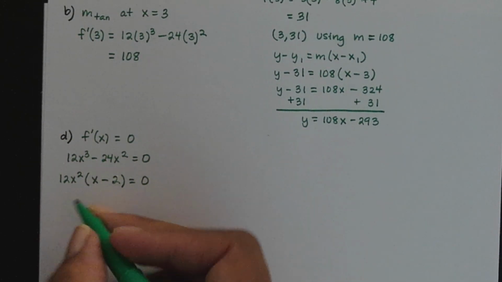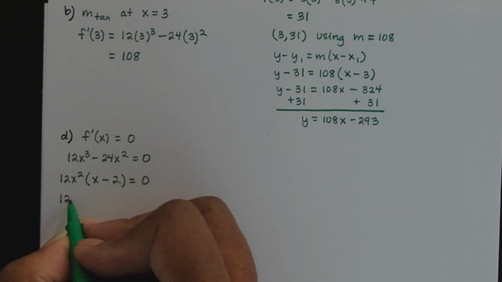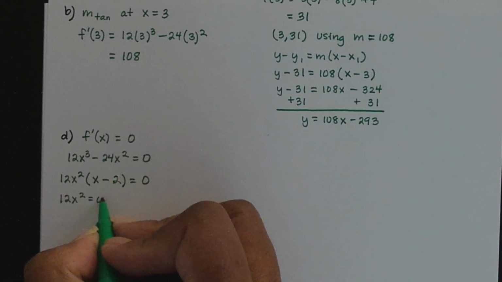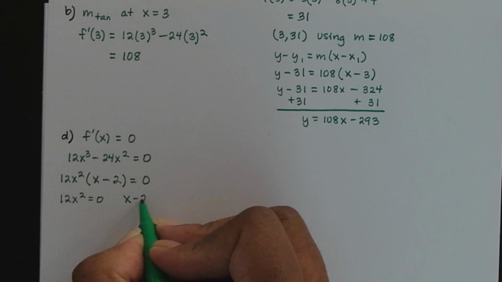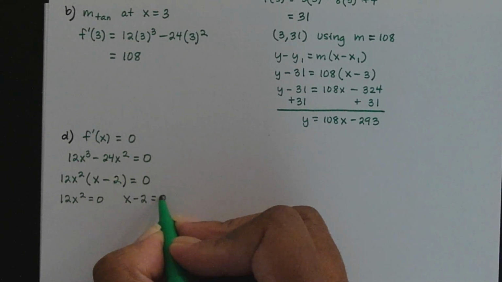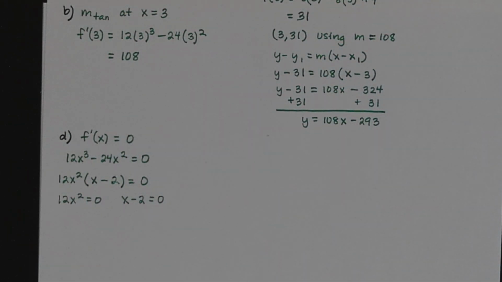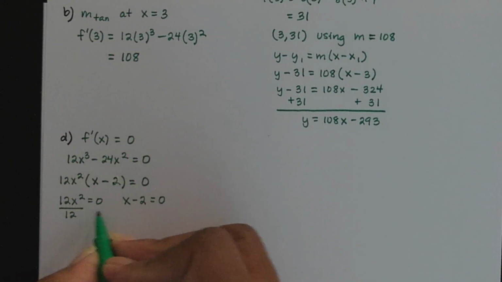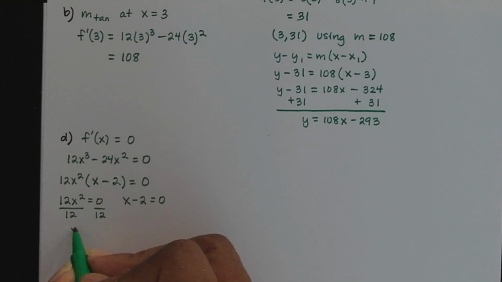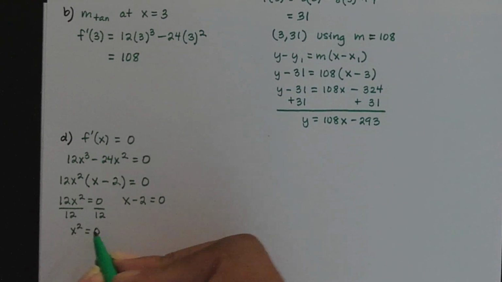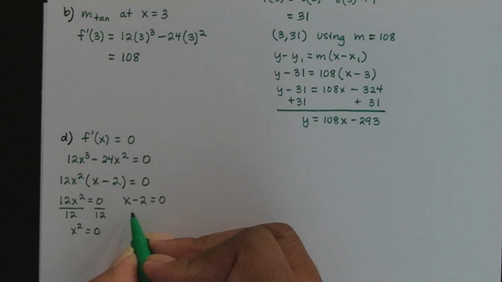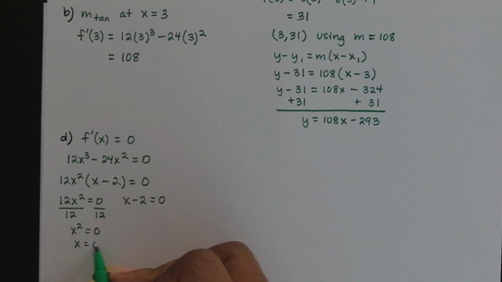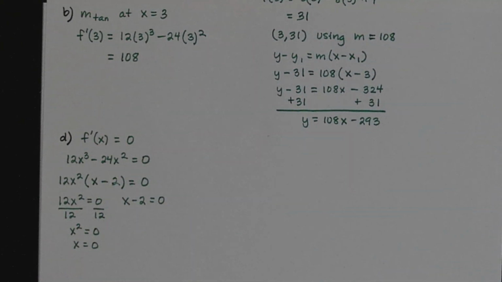And then we set each factor equal to 0. So I'm going to set 12x squared equal to 0, and then x minus 2 will be set equal to 0. And then we solve each equation for x. If I divide both sides by 12, that means x squared is equal to 0. And of course, the only number squared that would give me 0 is 0.